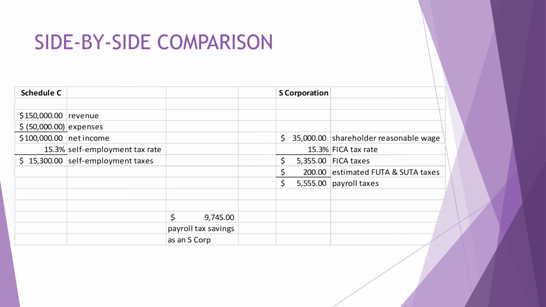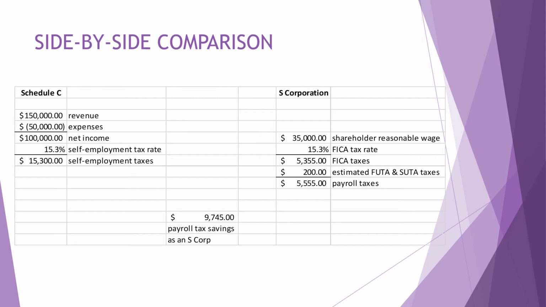You can see here with a side-by-side comparison that as a Schedule C, you are paying $15,300 of self-employment taxes on your 100K of net income, whereas as an S corporation, you're only paying $5,555 in payroll taxes on your $100,000 of net income, because you're not getting payroll taxed on the full $100,000 of net income. You're only getting those taxes on your reasonable wage of $35,000. So the remaining $65,000 is what you can withdraw payroll tax free.